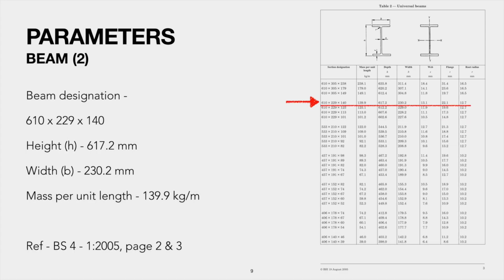In this exercise we are using another steel beam designated as 610 by 229 by 140. As per the standard, the dimensions of the steel member are as follows. Height is 617.2 mm, width is 230.2 mm, and mass per unit length is 139.9 kg per meter. Furthermore, thickness of the web is 13.1 mm. Thickness of the flange is 22.1 mm and radius is 12.7 mm. You can see these technical details by referring to pages 2 and 3 of the BS 4-1:2005 standard.